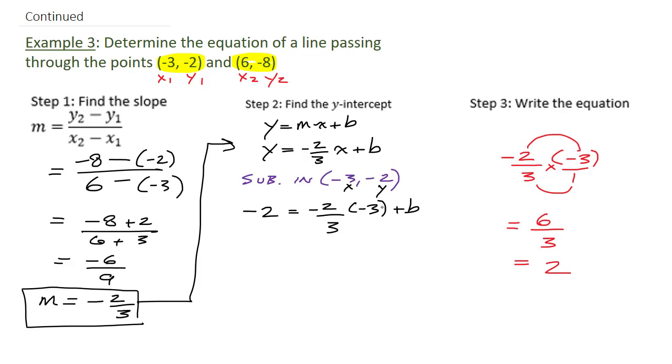The way I like to do it is I'm just going to cross reduce here. 3 and 3, right? 3 divided by 3 is 1, or negative 3 divided by negative 3 is negative 1, so there's a 1 there.